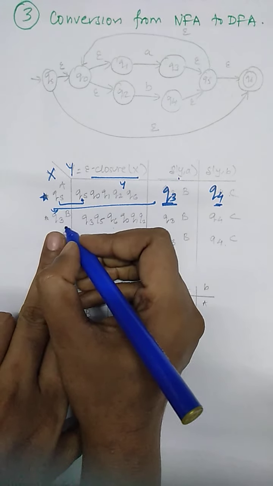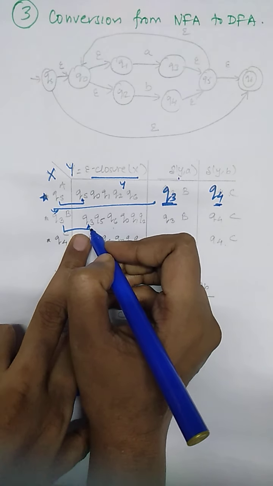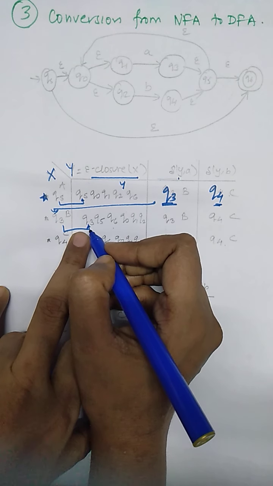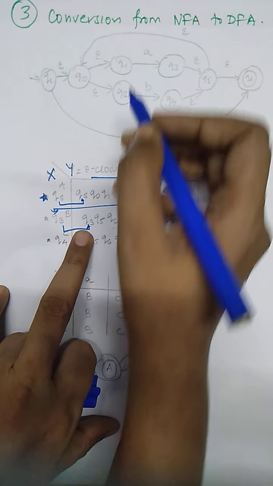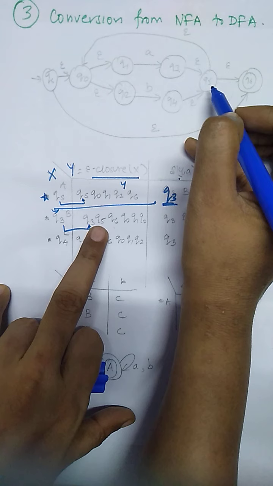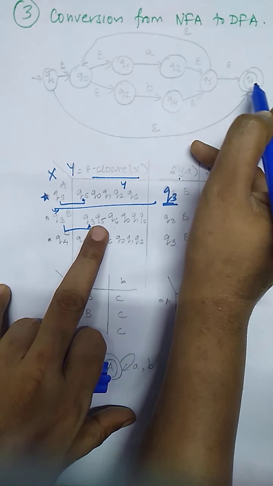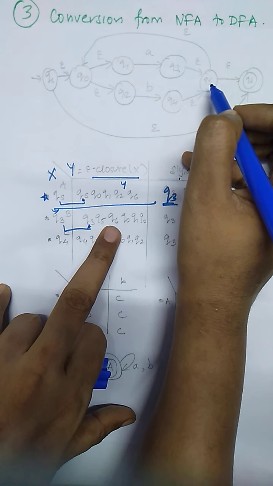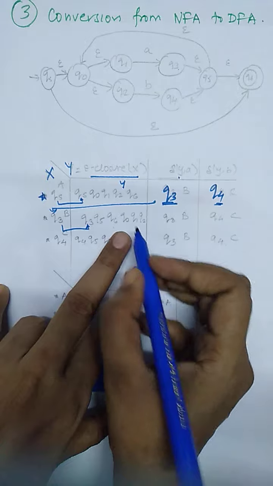Now for Q3 we have to find the epsilon closure. As a rule, first of all, Q3 will be included in the epsilon closure of Q3. From Q3, the reachable states with epsilon: Q3 on epsilon goes to Q5. From Q5 on epsilon goes to Q6. From Q5 it also goes to Q0. From Q0 it goes to Q1 and Q2. So this will be your Y.